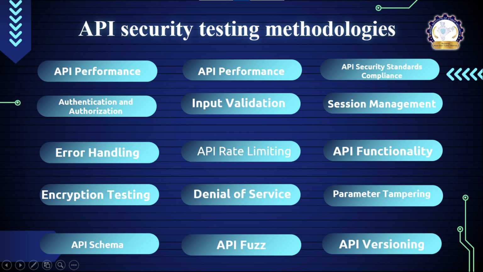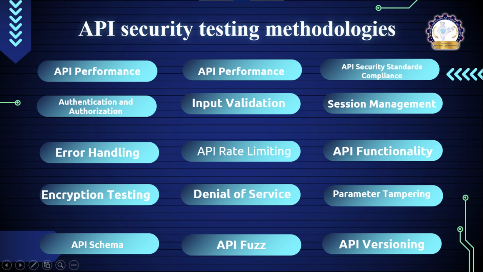Denial of service testing. This methodology involves testing the API's ability to handle denial of service attacks. It aims to ensure that the API can continue to function even under heavy load or attack. DOS attacks are malicious attempts to disrupt the normal functioning of a system or network by flooding it with traffic or overloading it with requests. These attacks can cause the system to slow down, crash, or become unavailable, which can have serious consequences for the API users and the organizations that host it.